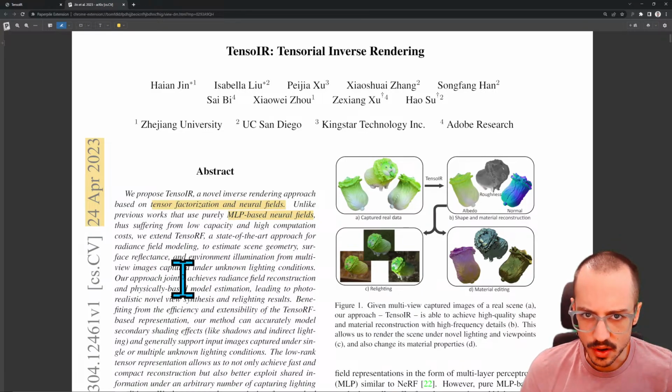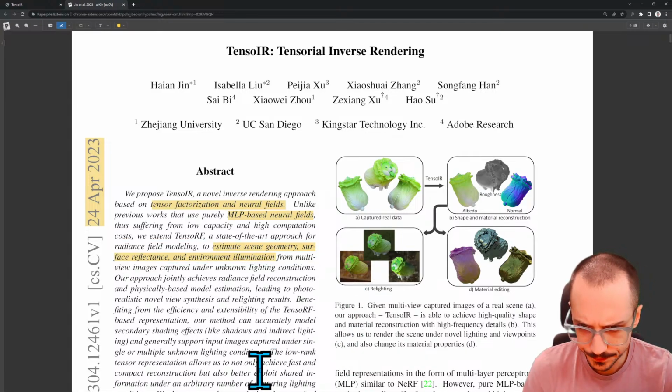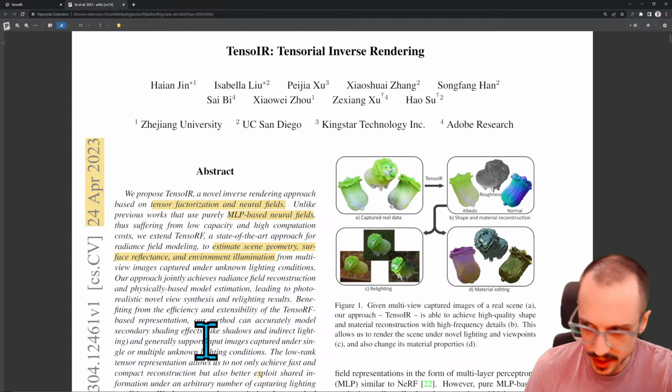We extend TensoRF, a state-of-the-art approach for radiance field modeling to estimate scene geometry, surface reflectance, and environment illumination. So these are probably going to be the three things that the NERF outputs, or that the NERF model is trying to predict.